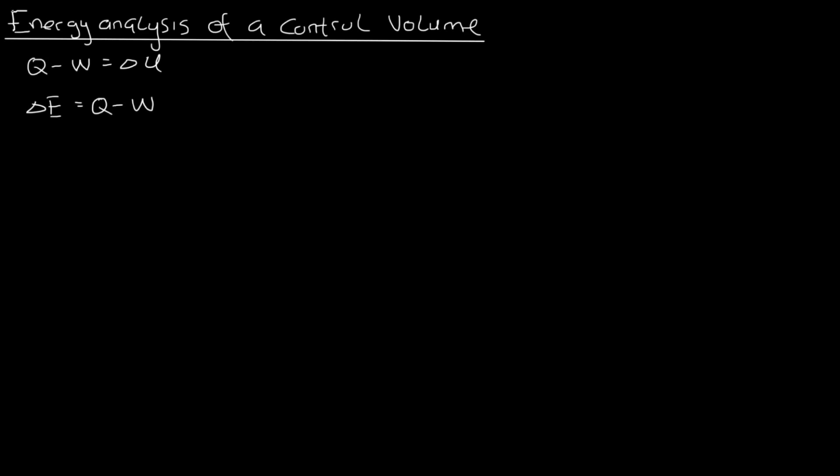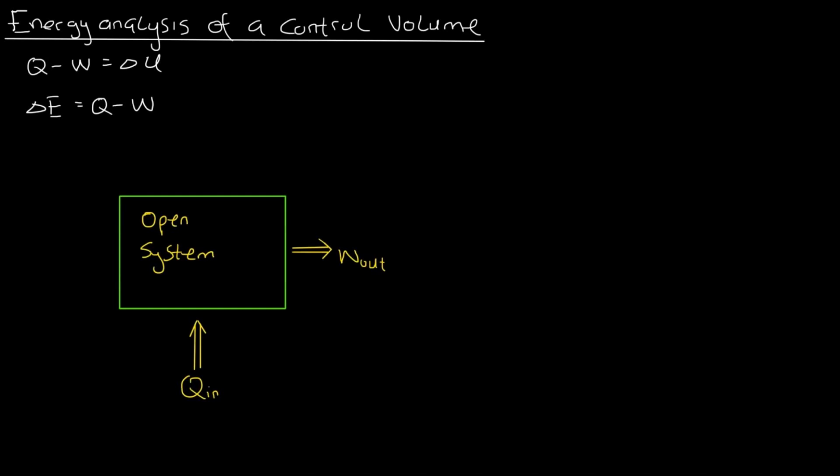For an open system, however, in addition to heat and work flowing through the boundary, some mass of the working substance also flows in and out of the boundary. So for the change in energy of the fluid, we also have to account for the energies of the fluid flowing in and out.